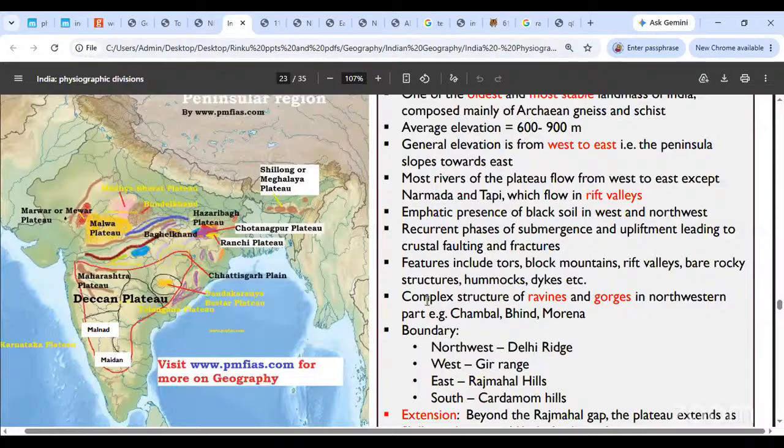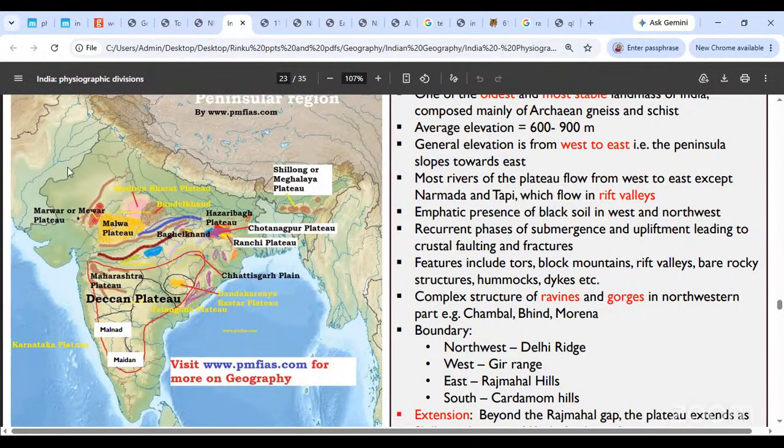And there is a conflict especially in the Chambal, Bhind, Morena areas. Remember the boundaries: to the northwest, it is the Delhi Ridge. To the west, it is the Gir Range, the one in Gujarat. To the east, it is the Rajmahal Hills, followed by the Rajmahal Malda Gap.